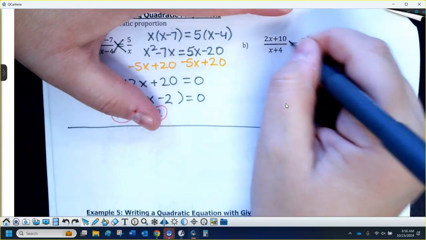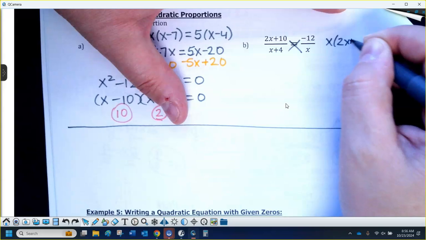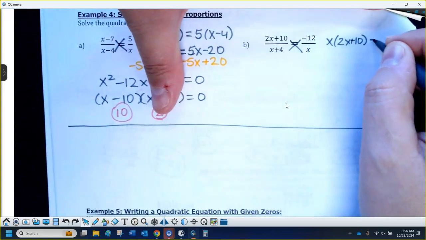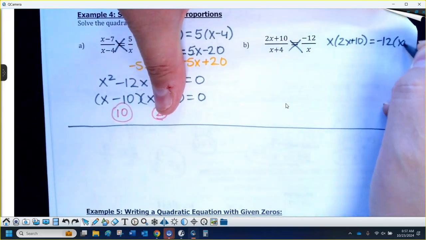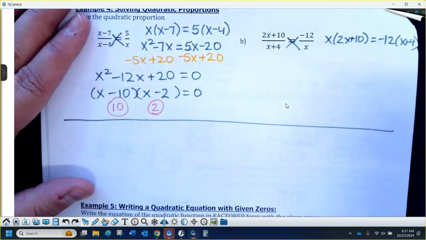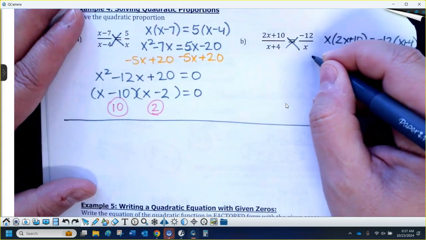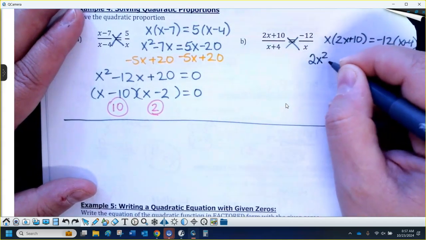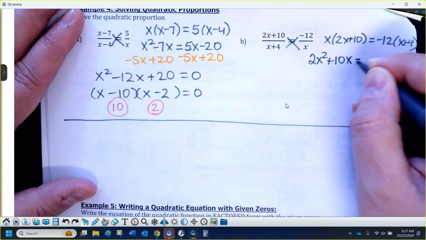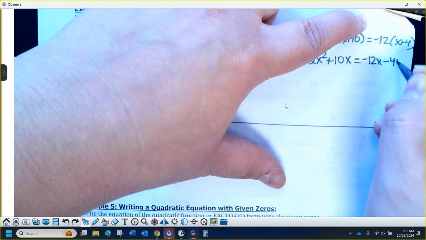So I'm going to practice just one more here real quick. So I'm going to have x times 2x plus 10. And then we're going to have negative 12 times x plus 4. And it doesn't matter which side you put those on. I just put the quadratic side on the left on both when I did this. But I'm going to get 2x squared plus 10x equals, over here, negative 12x minus 48.